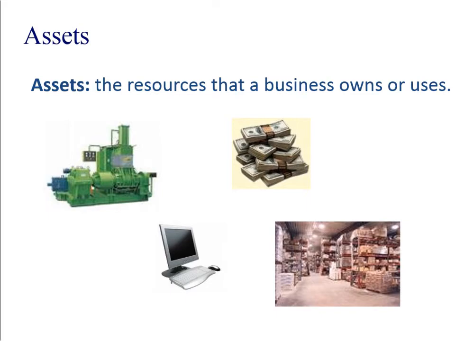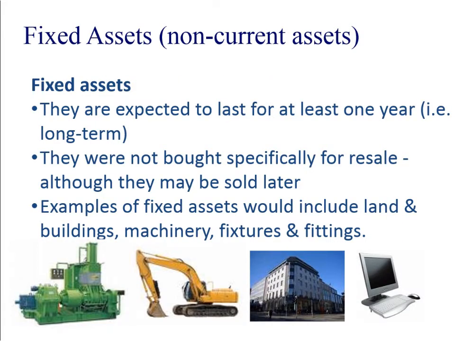So assets are just resources that a business owns or uses. So we have machinery and cash and computers and stock there. But we have two types of assets. Technically, in international accounting language, they're called non-current assets, but we're a bit behind the times with the Welsh Board. So we call them fixed assets. And these are things that are expected to last for at least 1 year, so over a year. It's not stock that's been bought to resell on. It's equipment that's used to produce your products, so machinery, buildings, fixtures and fittings.